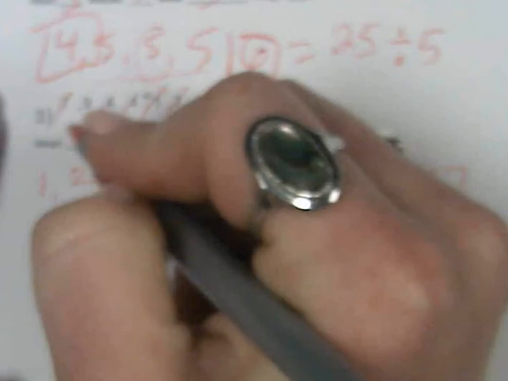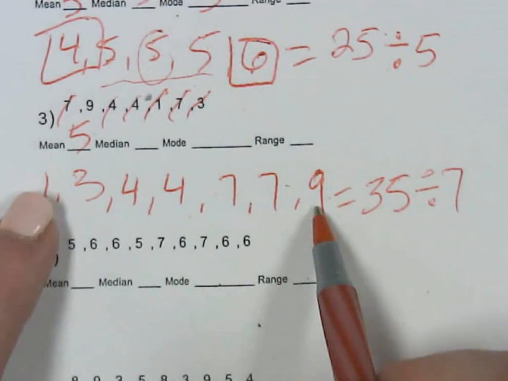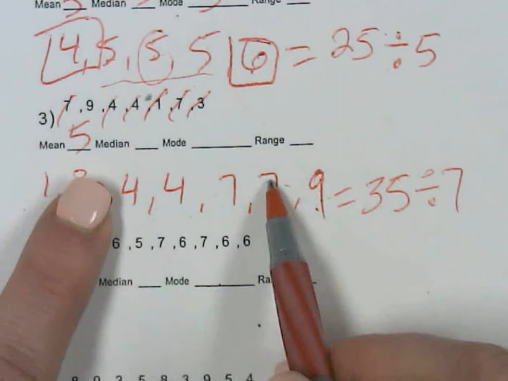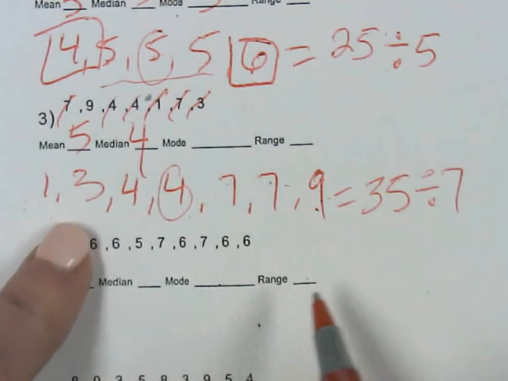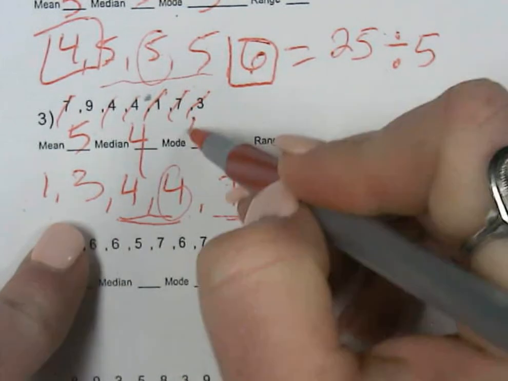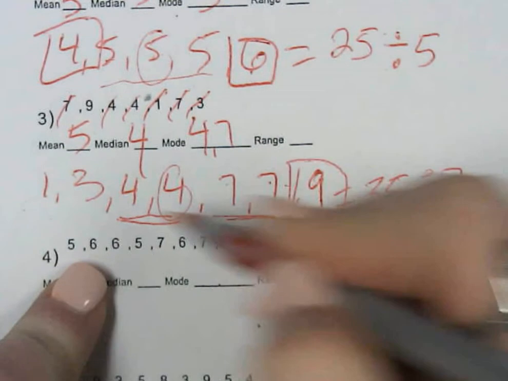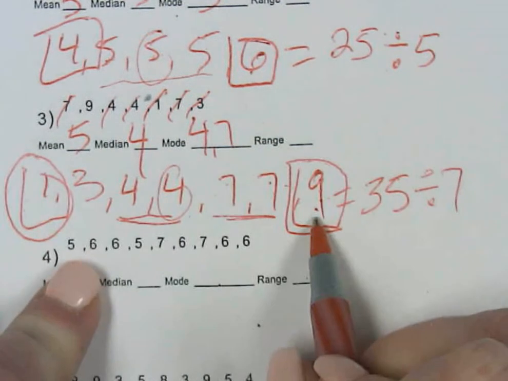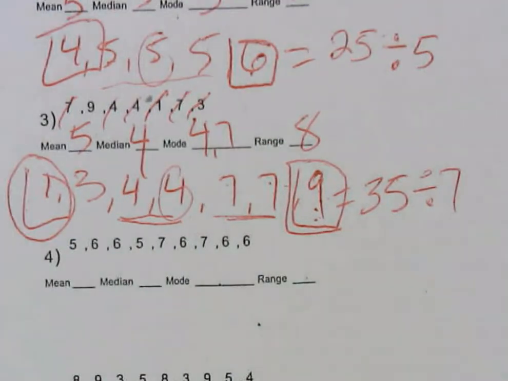Gives us 5 again. Median is the middle, so start at your ends, work your way towards the middle. Our median is 4, because that was our middle number. What number do you see the most for mode? It looks like we have a tie again. So 4 and 7. Range, our biggest minus our smallest. 9 minus 1 is 8. Now there's 2 left. You can go ahead, finish those 2 on your own, and then go ahead and glue this in your journal as well.